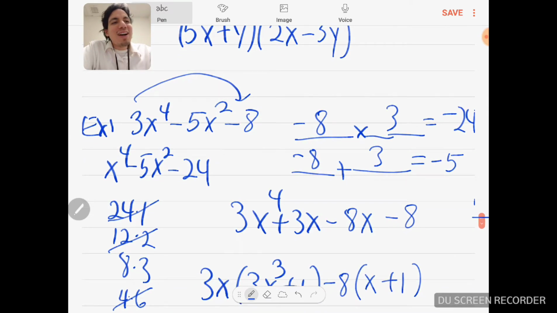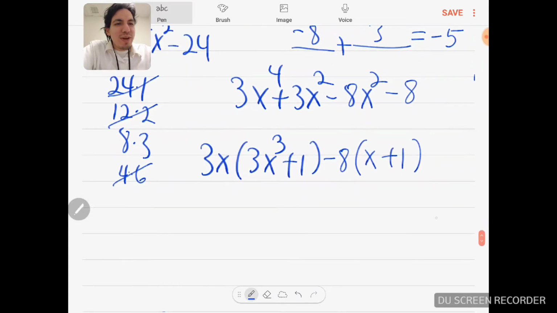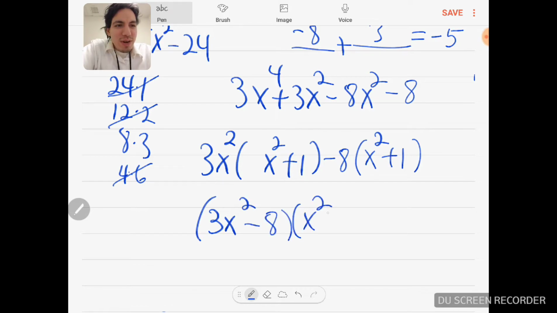Oh, I'm sorry. It wasn't supposed to be x. These are supposed to be squared. Sorry, they're supposed to be squared. So then now that makes more sense. I can factor out an x squared, and this would be x squared here. And then, staring me in the face, the 3 wasn't supposed to be there. Sorry. So sorry. Now that makes sense. Now we're left with 3x squared minus 8 times x squared plus 1, and that works out. Good job.